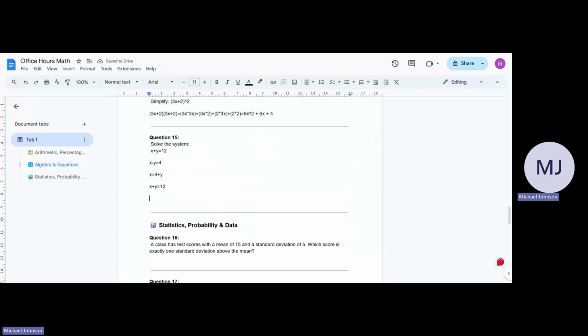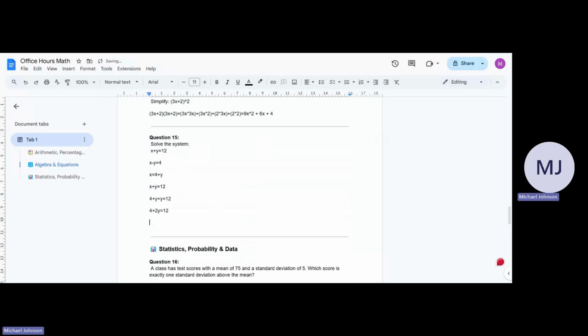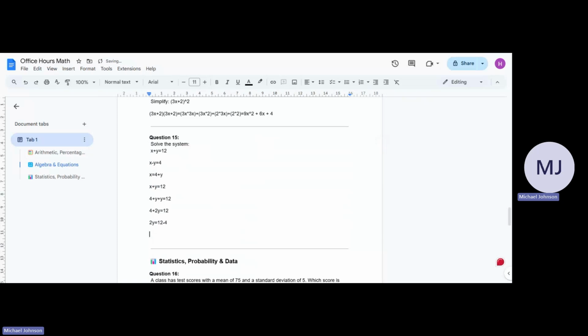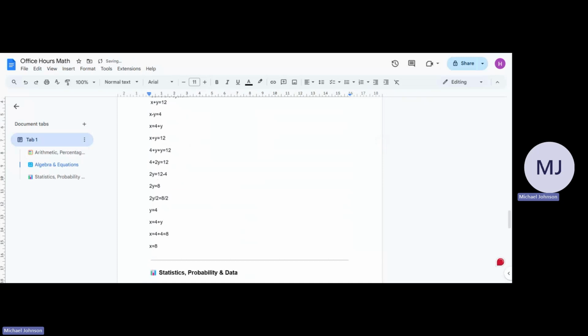So x equals 4 plus y. We'll put that in for x in x plus y equals 12. 4 plus 2y equals 12. 2y equals 12 minus 4. 2y equals 8. 2y divided by 2 equals 8 divided by 2. y equals 4. So that's how you do that one. And then to get x, you use the x equals 4 plus y equation. x equals 4 plus 4, and then you get 8. So x equals 8. So that's how you do that one.